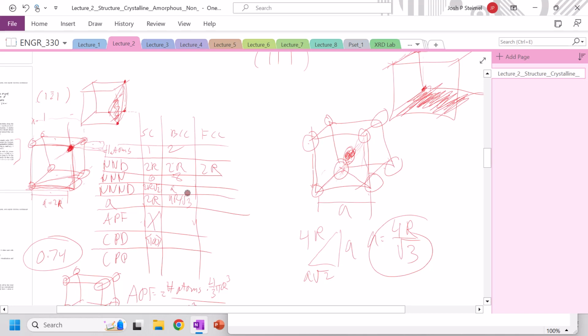What are our close-packed directions? Close-packed planes we haven't touched on yet. Close-packed directions, well, if I go all the way through here, the close-packed directions will be 1, 1, 1, just going through atoms.